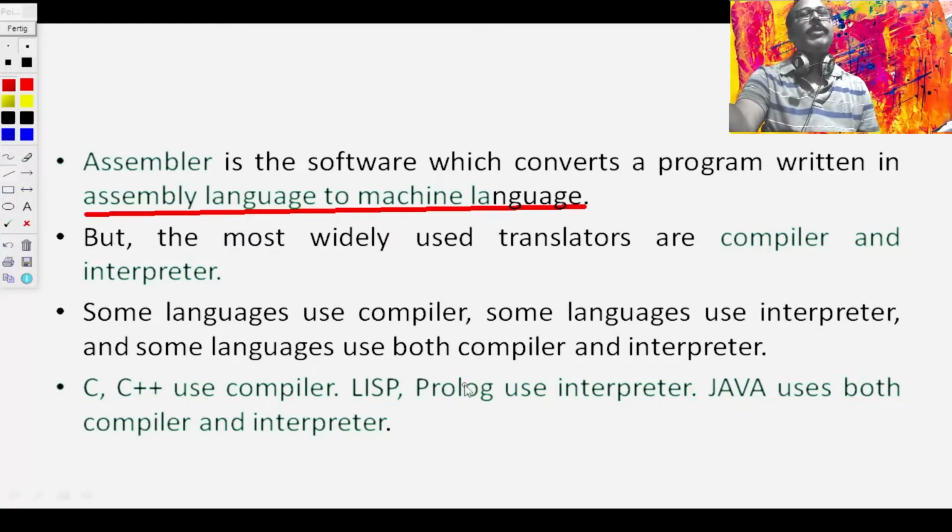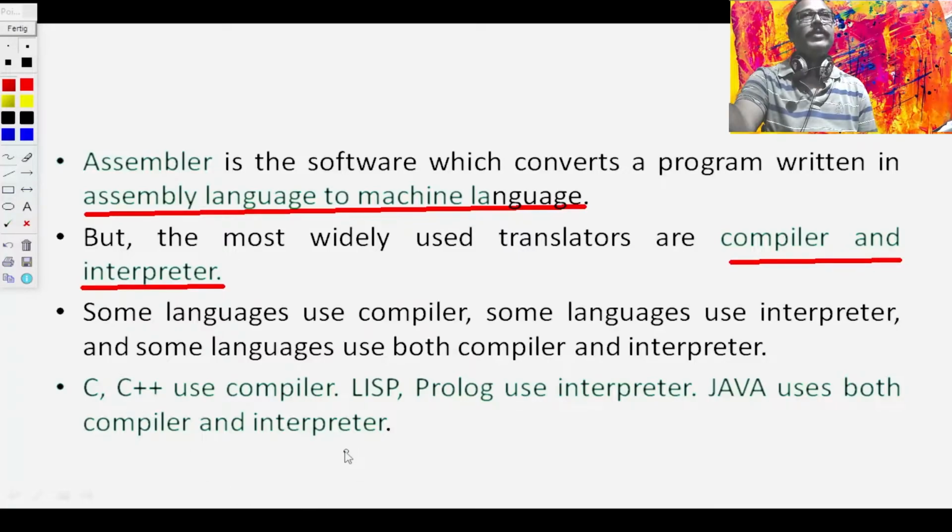As a programmer, you rarely use these assemblers. Maybe if you are working on microprocessor kits, etc., you will be using these assemblers. But most of the time, as a computer science student, you will not work with assemblers. So the prominent translators are compiler and interpreter. We'll see what a compiler and interpreter are.